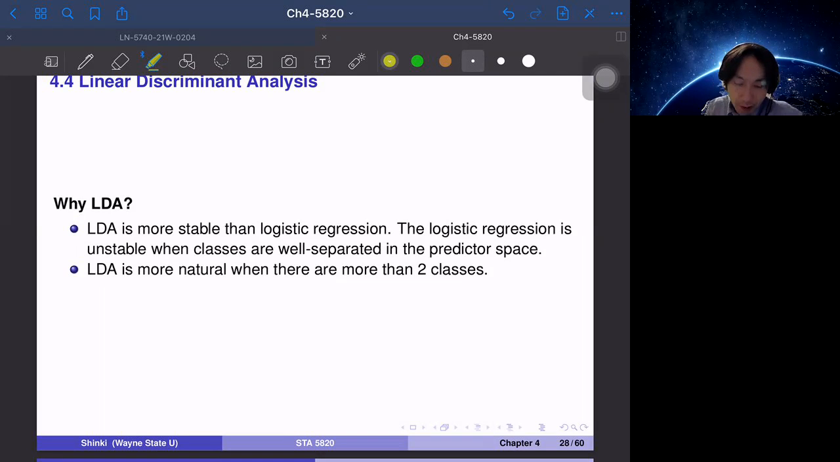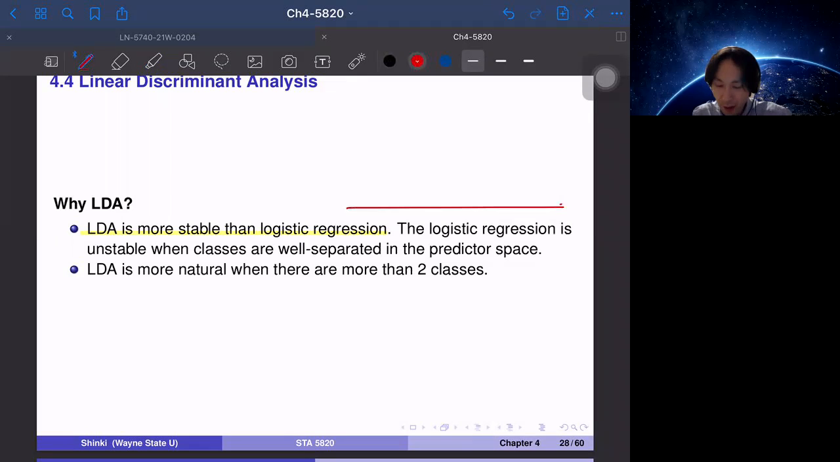So linear discriminant analysis is often more stable than logistic regression. One big problem in logistic regression is that it's unstable when classes are well separated. It's kind of counterintuitive: if data is good and separable, then actually the model is unstable in logistic regression. The situation is like this.